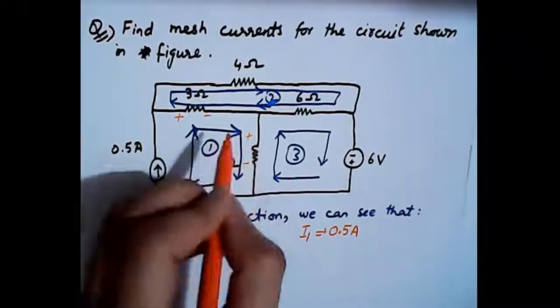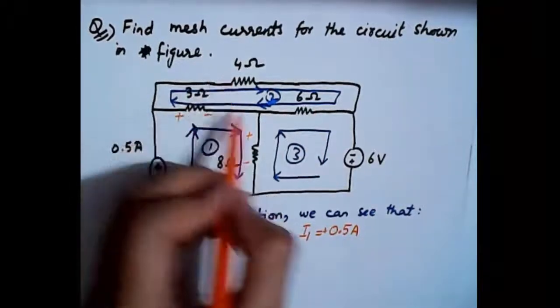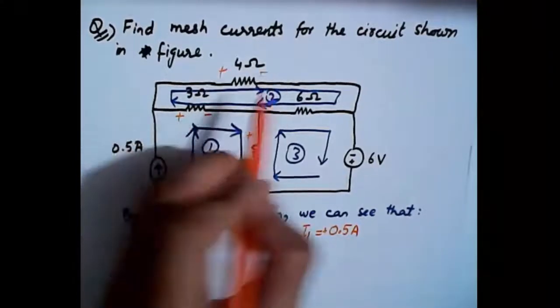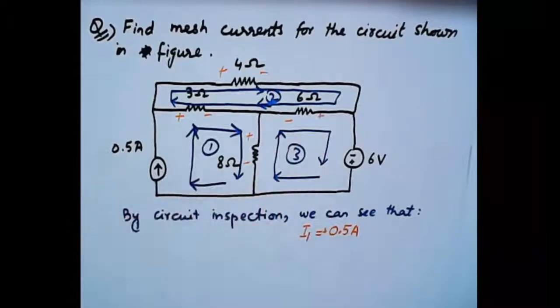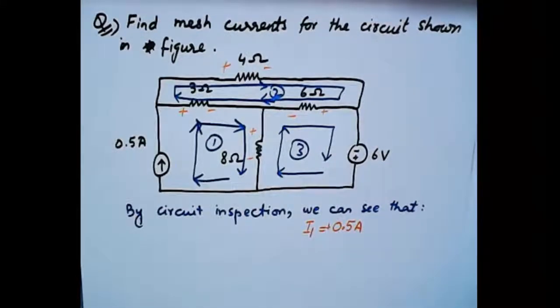Those are the polarities for loop number 1. Then for loop number 2, since one polarity is already defined, we will consider the current entering the positive terminal, and this will be for loop number 3 or mesh number 3, we can say, right? So let's start the question now. I hope it is clear what we have done.